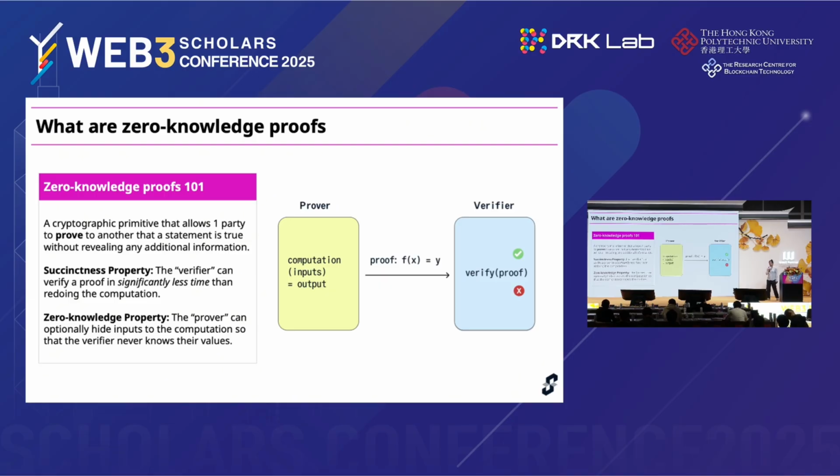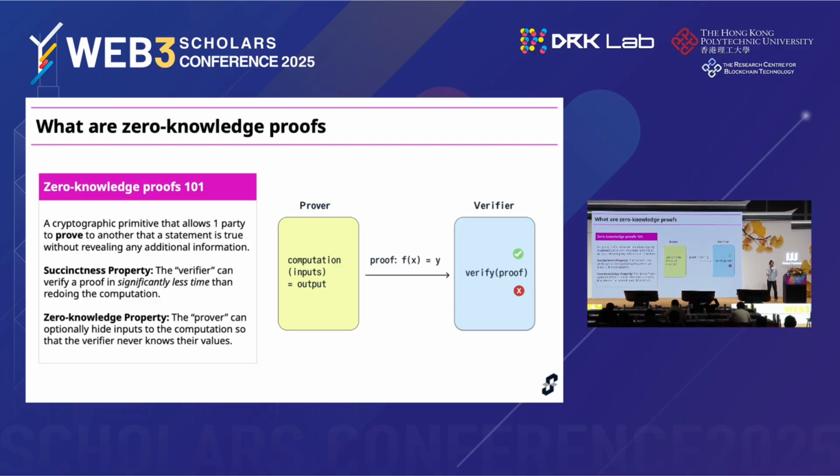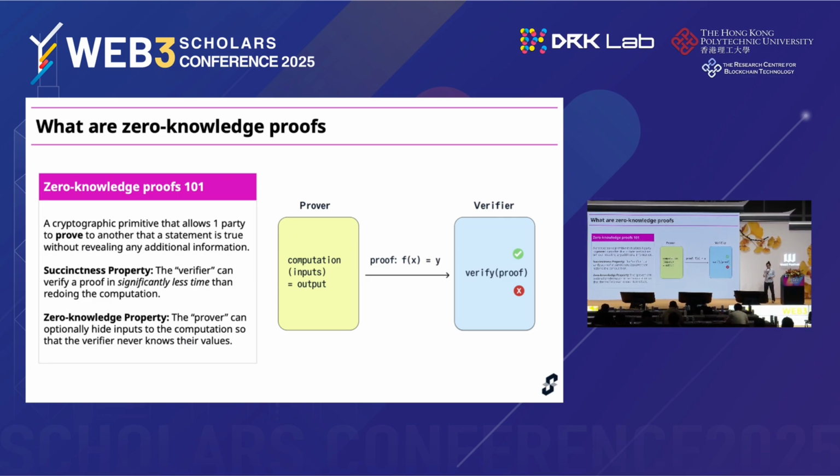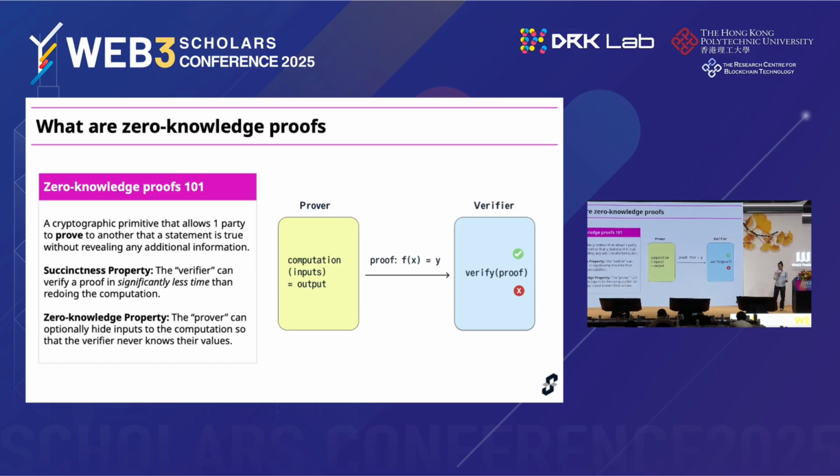So let me start off by giving a brief description of what is a zero-knowledge proof. So kind of ZK 101. A zero-knowledge proof is a cryptographic primitive that lets someone prove to someone else that a statement is true without revealing any extra information. So you have a prover who can generate a proof that a certain computation, when applied to inputs, results in some output. And then the verifier can verify the proof and determine whether that statement is true or false.